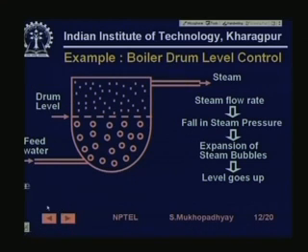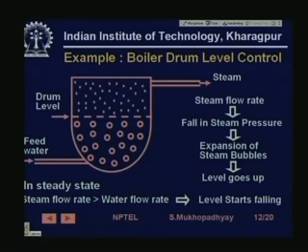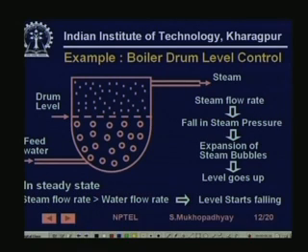In the steady state, the steam flow rate is increased. So, the steam flow rate is actually greater than the water flow rate. So, there is a material imbalance. So, eventually this drum level finally should start falling, because less material is entering and more material is leaving the system. This is going to happen in the steady state, but what happens in the short range?